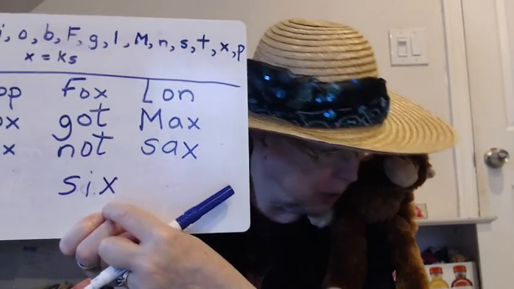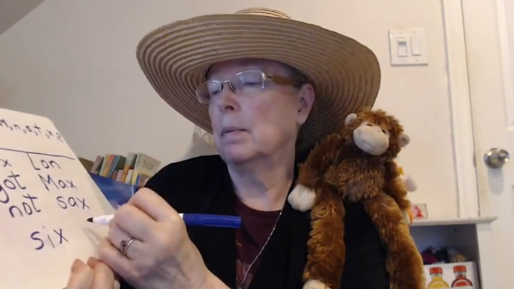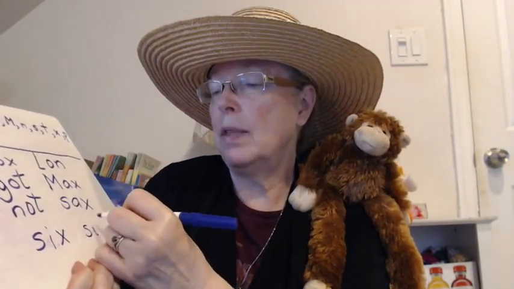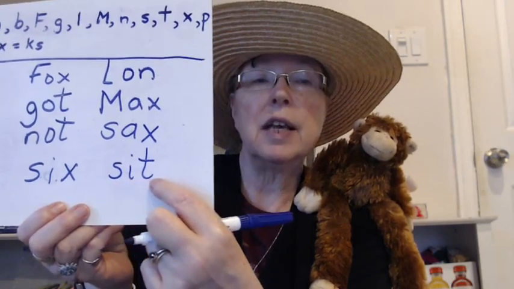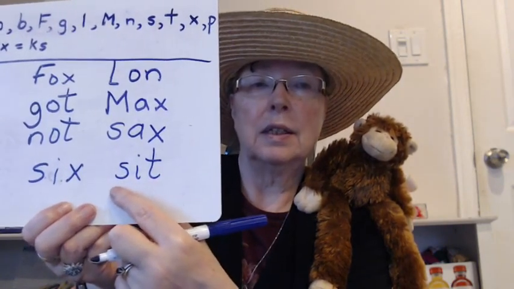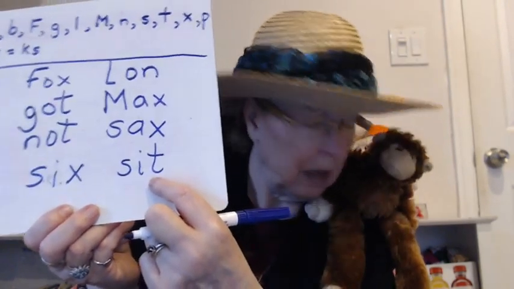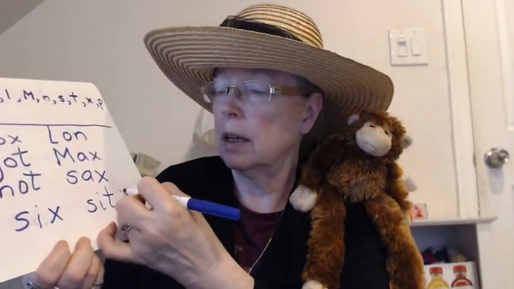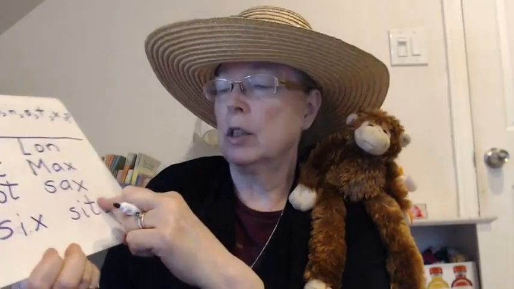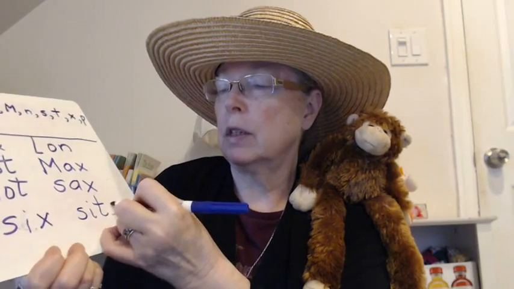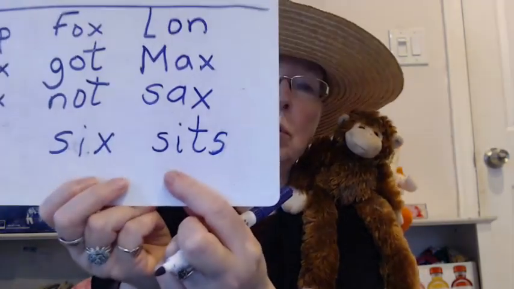Six, the number 6. All right, we're going to take away the X, replace it with a T. So instead of having 6, we're now going to have sit. And we add an S after the T, so instead of having sit, we now have another word. I did make that S just a little bit too large, so I'm going to fix that. Now we have the word sits.